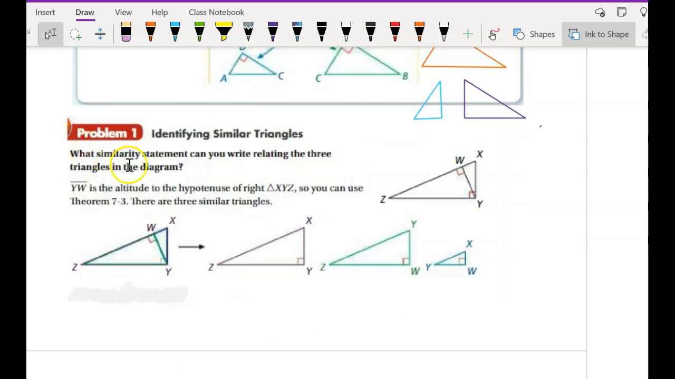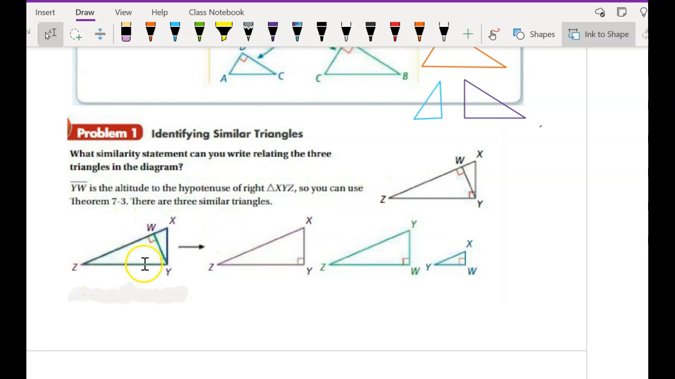Okay, so let's take a look at problem number 1. What similarity statement can you write relating the three triangles in the diagram? So here is our diagram, and we know that YW is the altitude that goes to the hypotenuse of triangle XYZ. So this lets us know that we can use Theorem 7.3.